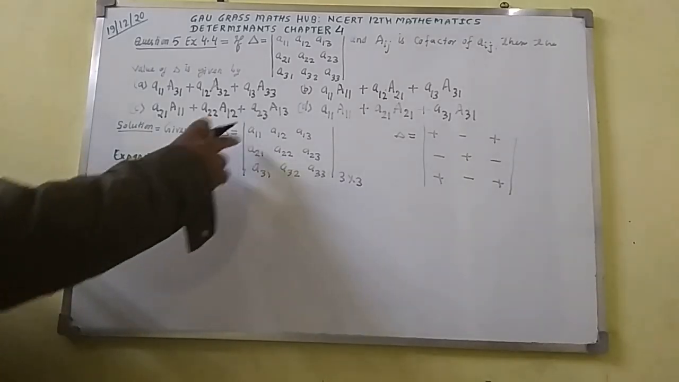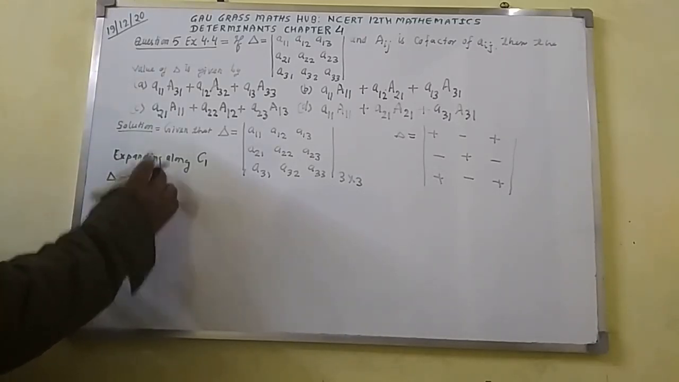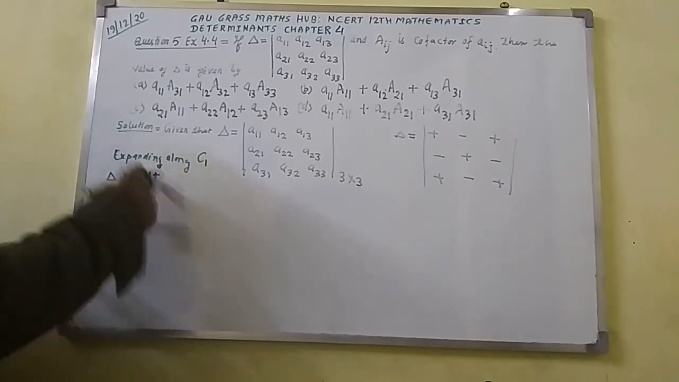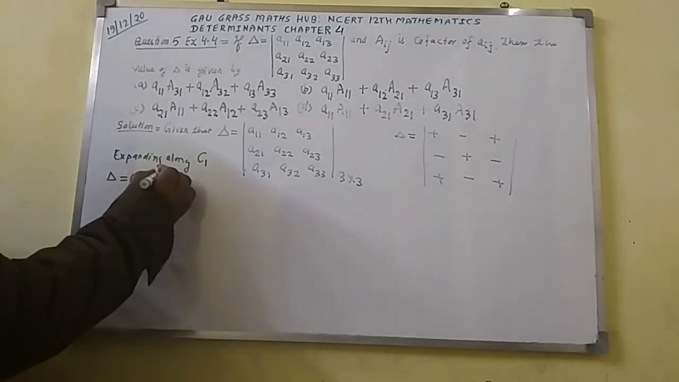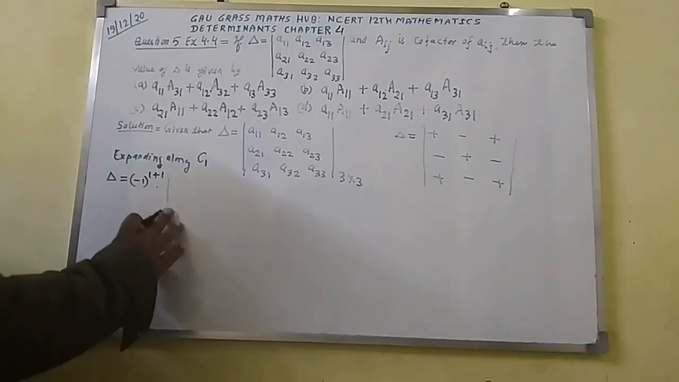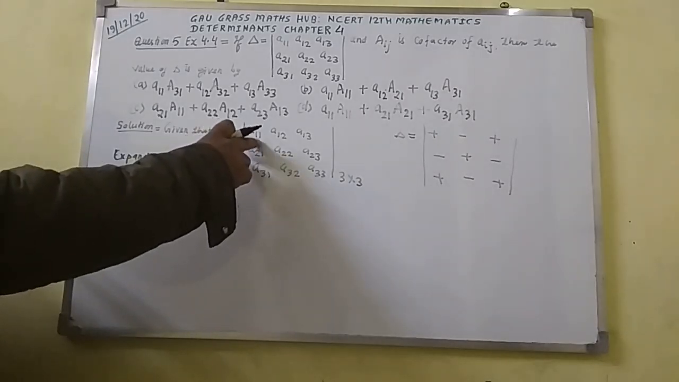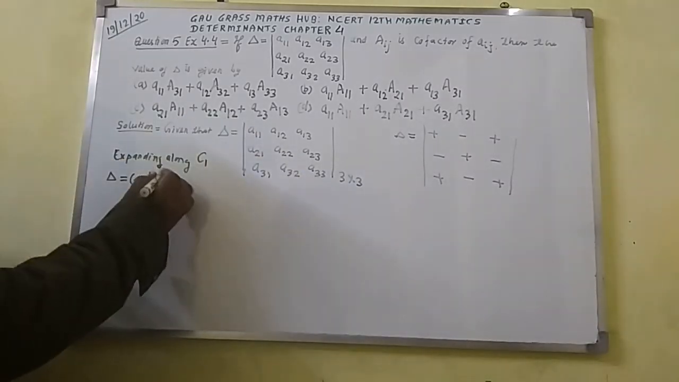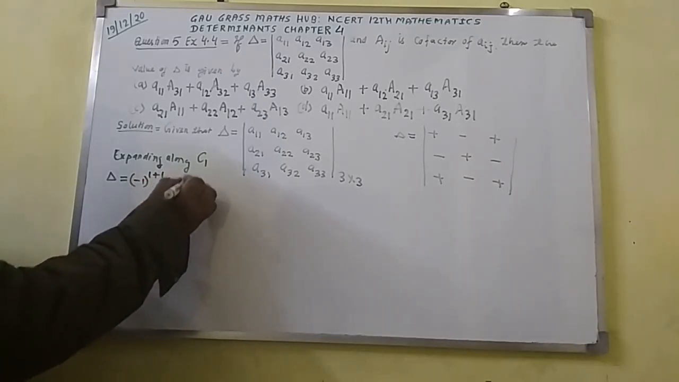Since a11 is there in the first row, for the first row I shall write here 1, plus j. j represents the column position. Since a11 is there in the first column, for the first column I shall write here 1. Now here you can see a11 has the sign plus. So here I shall write plus a11.